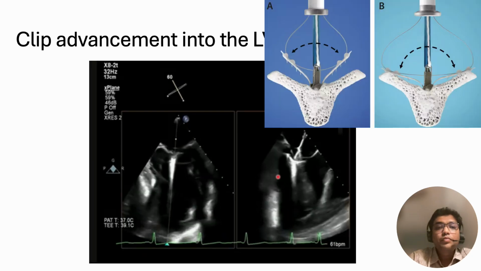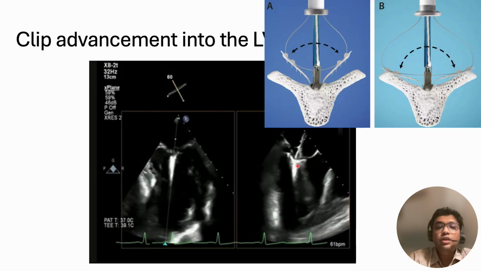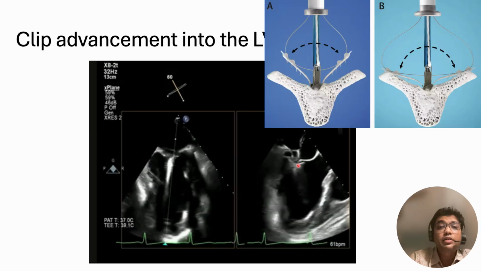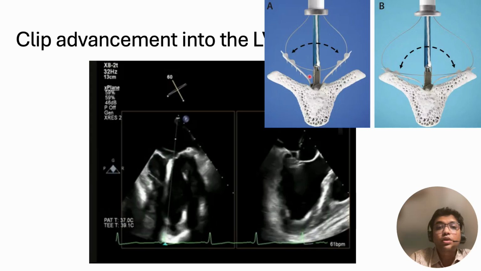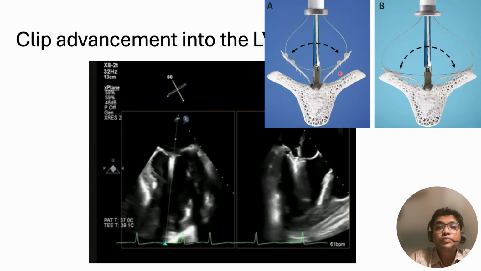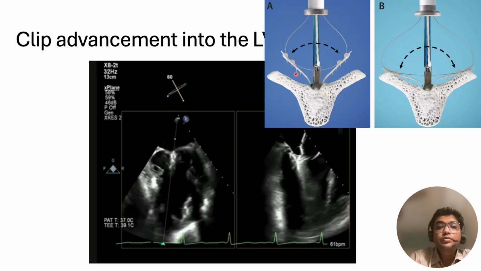In the LV, again the clip arms should be opened, and you make sure there is no subvalvular apparatus getting entangled. You can see in the upper image the closed position and the grasper. These are the grassers that actually grasp the leaflet in two. So this is the clip arm and this is the grasper.